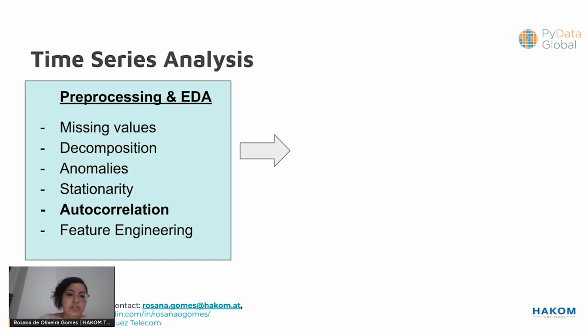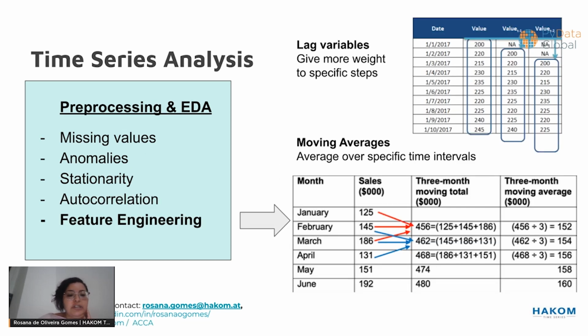And here I will leave stationarity and autocorrelation for now, as I already mentioned them. We can also look into feature engineering, which means considering different variables such as lag variables and moving averages. This is basically to understand that the more recent steps of a time series will influence much more than something that happened much earlier. So we can create new variables that will be relevant for this analysis, new features that will be important for our models.